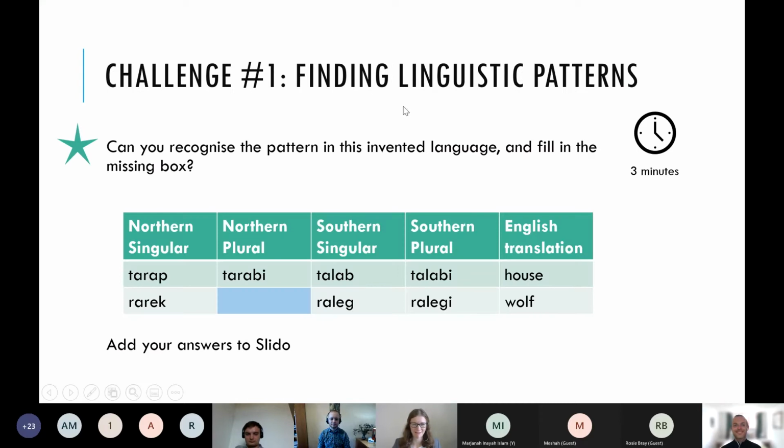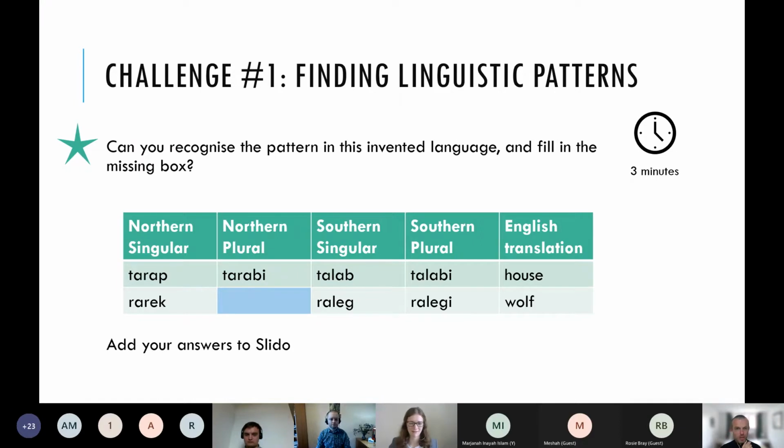So now it's time for a challenge. Number one, finding linguistic patterns. So I mentioned that linguistics is all about finding patterns in data. So here's just a tiny bit of data from an invented language. In the table, you'll see we have two dialects of a language, a northern language and a southern language, and the English translation. And there are two nouns there. There's a word that means house and a word that means wolf. And we've got the singular and plural for each of those words. So house, houses, and wolf, wolves.